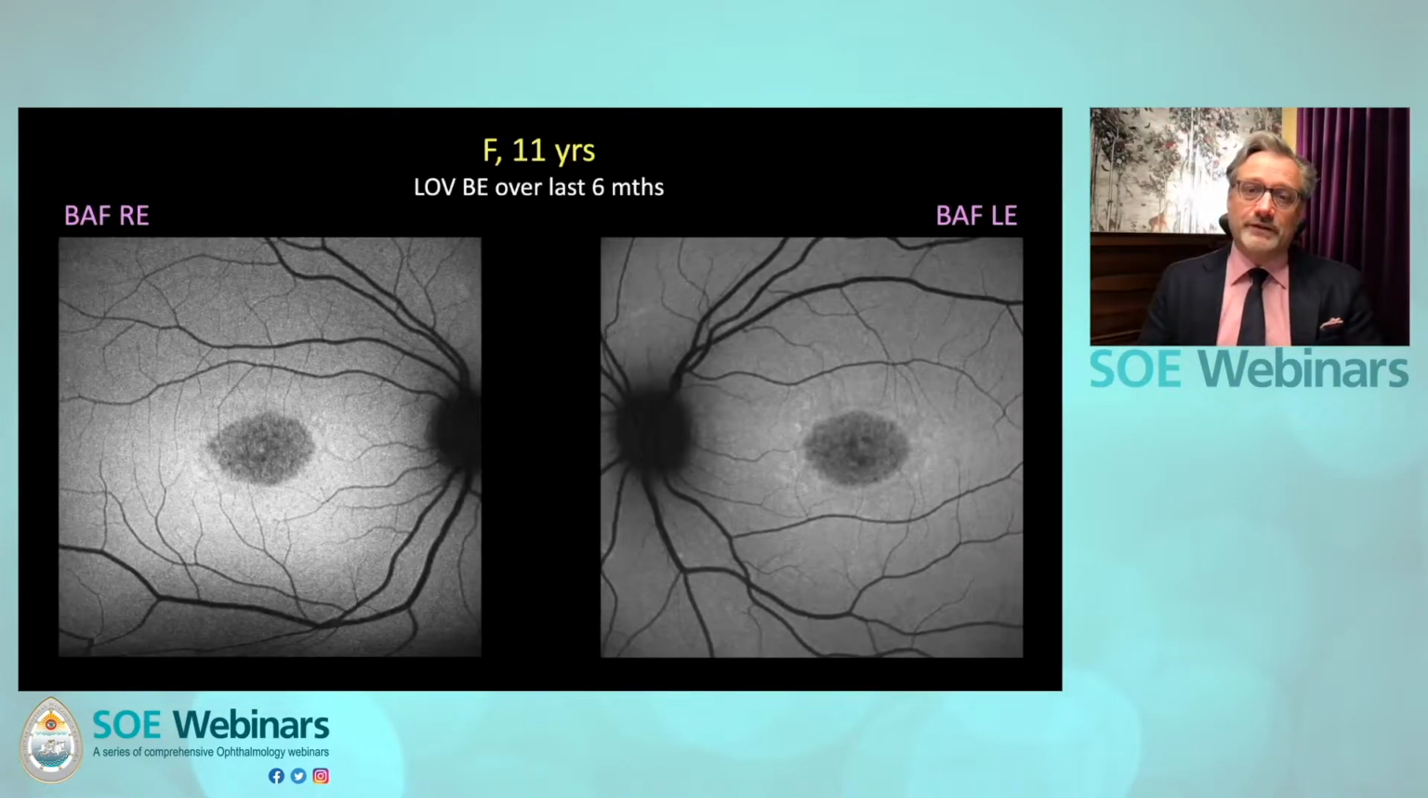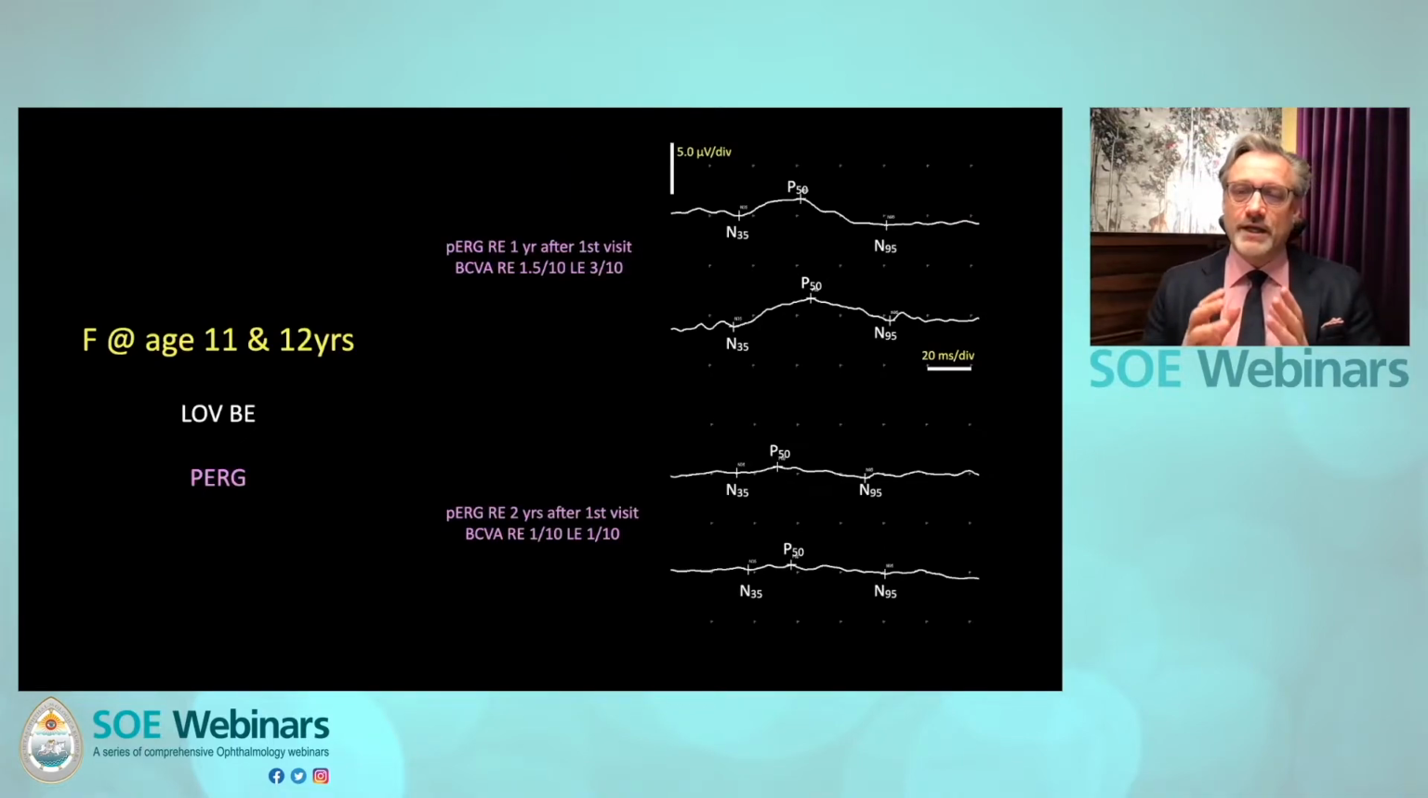But if you zoom in over time into the central macula, you can start to see the white flecks appear in the maculae around the center, where you can see that white flecks start to pop up on this blue light autofluorescence image. When you do a pattern ERG on the top right-hand side, initially 1 year after the first visit, you can see that the P50, expressing input into the retinal ganglion cells, so photoreceptors basically, is down from what is normal.